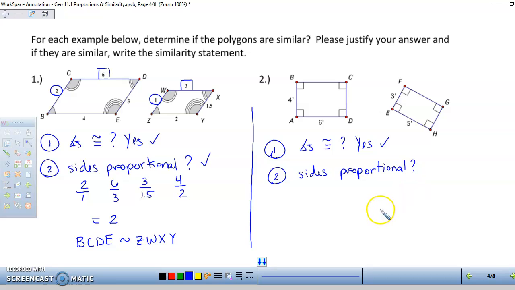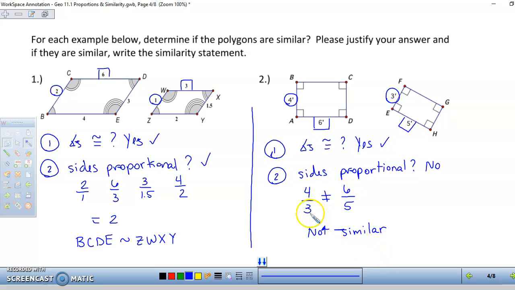So a little trick that you can use is whenever you're looking at possible similar shapes, the smallest side on one shape would have to correspond with the smallest side on the other shape. So the 4 would have to go with the 3, especially since they're rectangles. So I'm going to write this as 4 to 3. And then the bigger side would have to go with the bigger side. So that's going to be 6 to 5. Now, those are in reduced form and they are not the same. So that's a no. So these are not similar.